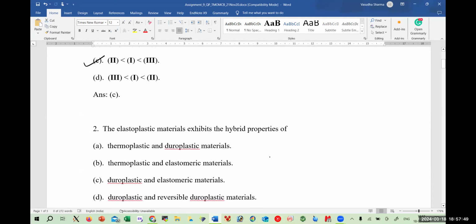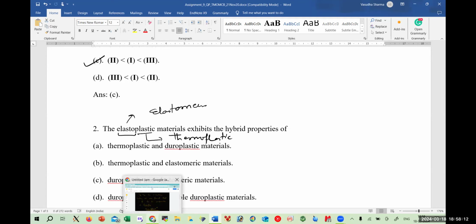Now we have the elastoplastic materials that exhibit the hybrid properties of what? We already know that elasto comes from elastomers, and plastic comes from thermoplastics, and it has the properties of both. At low temperature, elastomers would exist. At high temperature, because of the breaking of cross-linking, it would form thermoplastics. The option B is right.